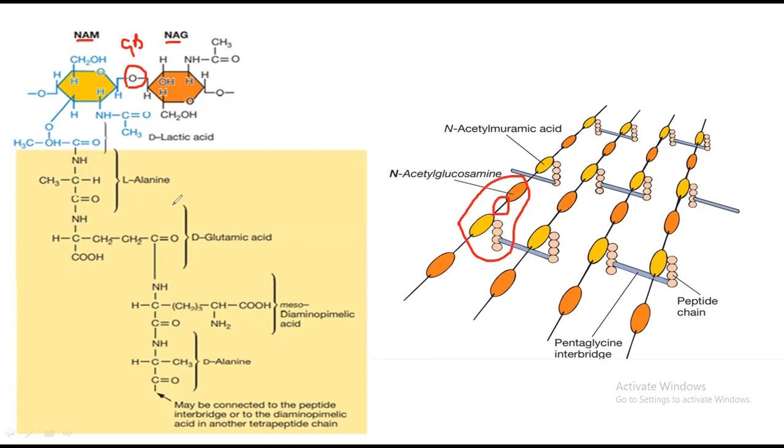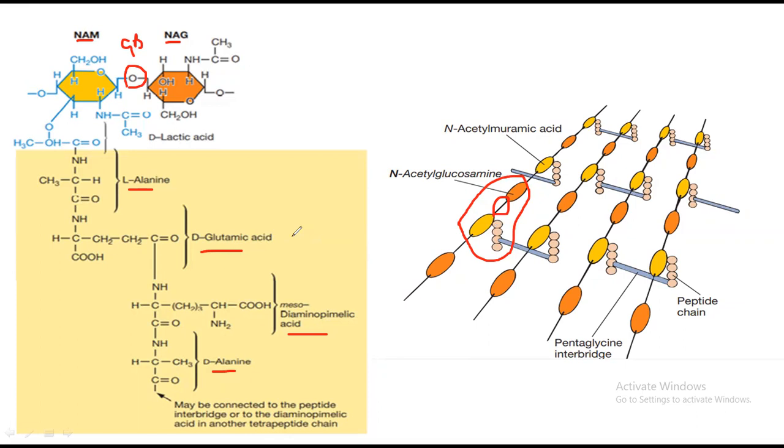After that, it is linked with four amino acids. The first one is L-alanine, and the second is D-glutamic acid. The third one is diaminopimelic acid, and the fourth one is D-alanine. These are the four amino acids.